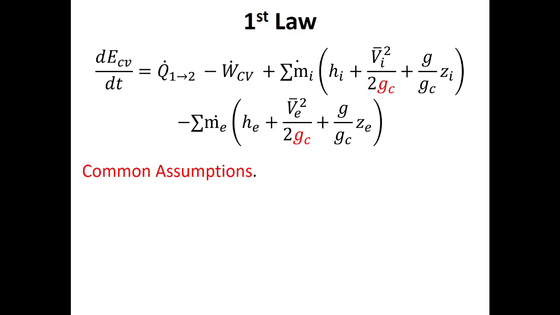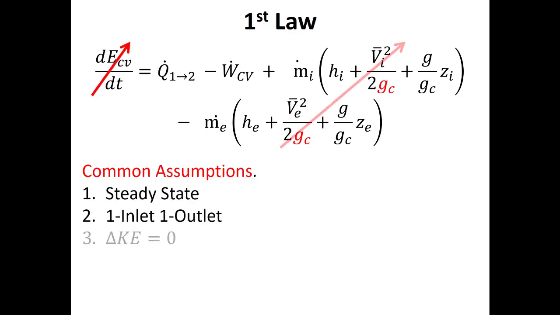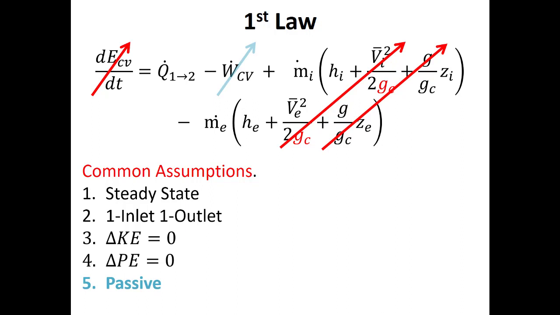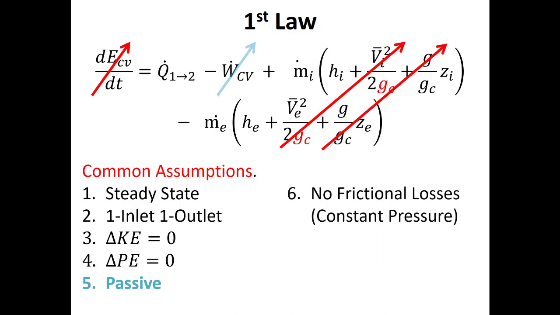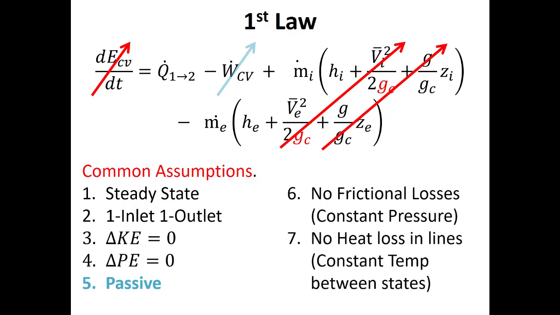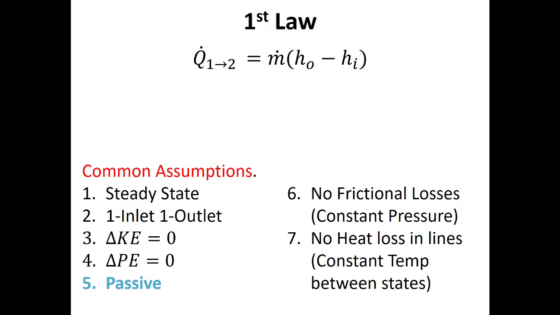Here, if I do the first law, I see that it's steady state, one inlet, one outlet. I can neglect the changes in kinetic energy and the changes in potential energy. I'm going to say that this is passive, and I'm going to try to solve for Q dot through my evaporator. I'm going to say that there's no friction or heat losses. So if I do all of this, I get that Q dot is equal to M dot times H out minus H in. Hopefully that's not a surprise at this point in the class.